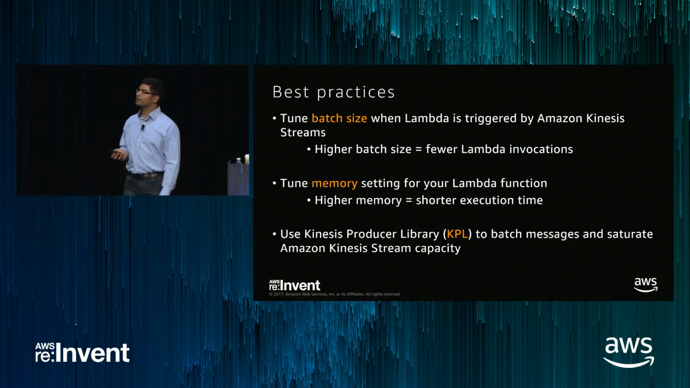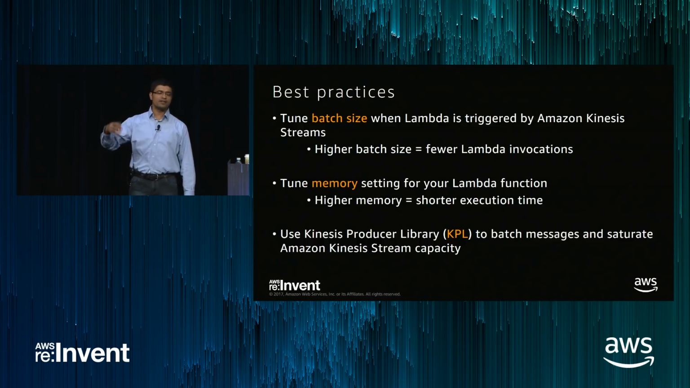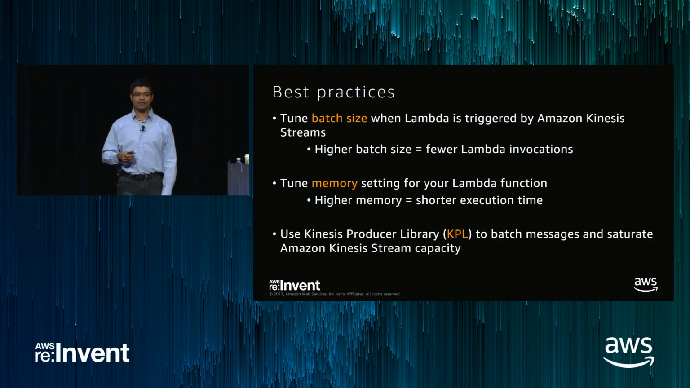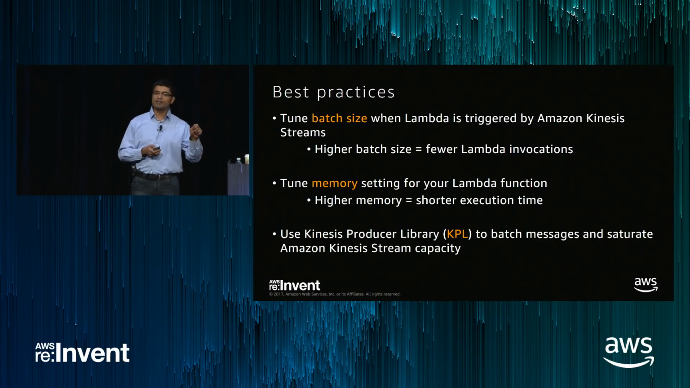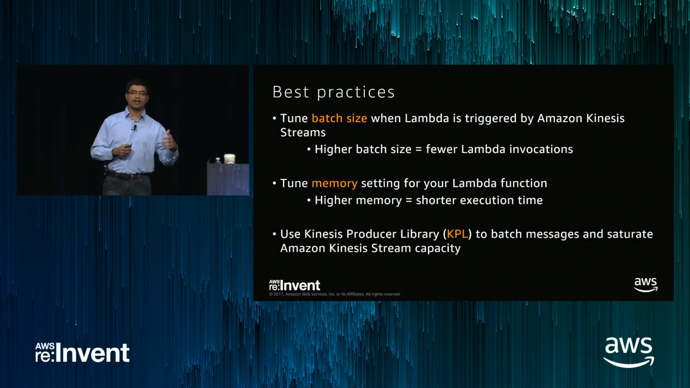Some best practices. So remember, you have to tune the batch size. This lets you invoke fewer Lambda functions, and you pay less because we charge by the number of invocations in Lambda. It's also important to tune that memory dial. If you tune the memory dial higher, you get more CPU, and that might help you process the messages in one invocation faster and help you keep up with the rate of messages coming from one shard.